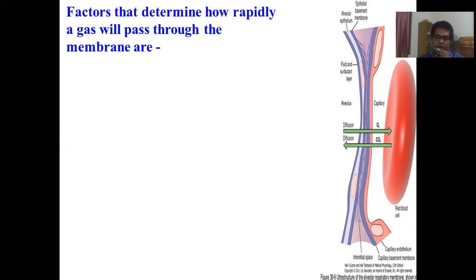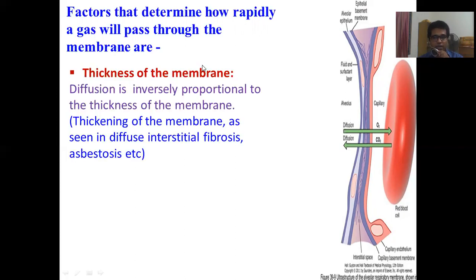Okay. Number one, the thickness. This membrane is very thin, only about 0.2 to 0.6 micrometer. If there is any increase in the thickness of this membrane, that will reduce the rate of diffusion. So the first important factor is the thickness of the membrane, and the rate of diffusion is inversely proportional to the thickness of the membrane.